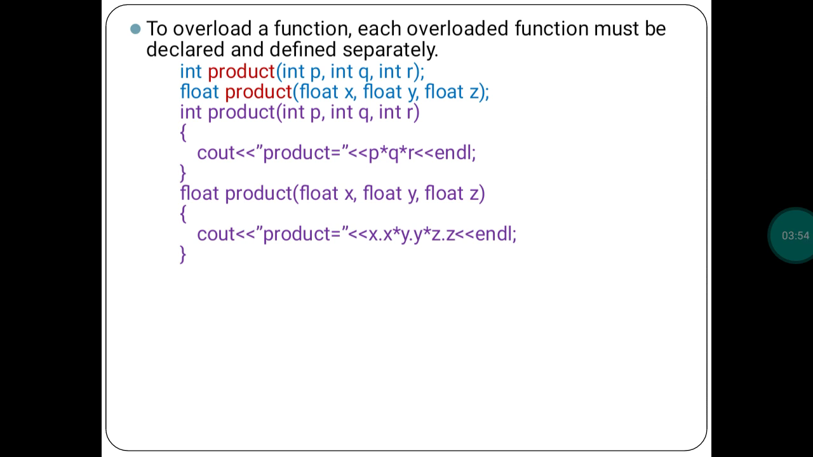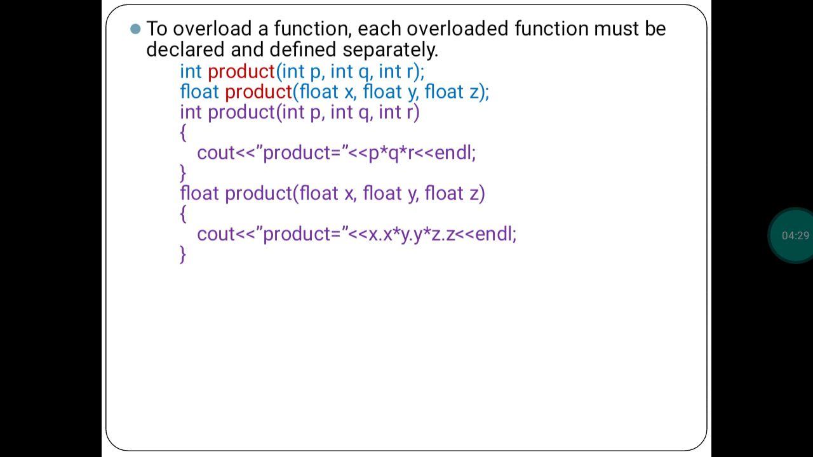Then float product, float x, y, z. These three are the arguments. Then cout product is equal to x into x. x dot x means what? The first x is the whole number part, the second x is the fractional part, into y dot y. The first y is for the whole number, the second y is for the fraction, into z dot z. The first z is for the whole number, the second z is for the fractional part.